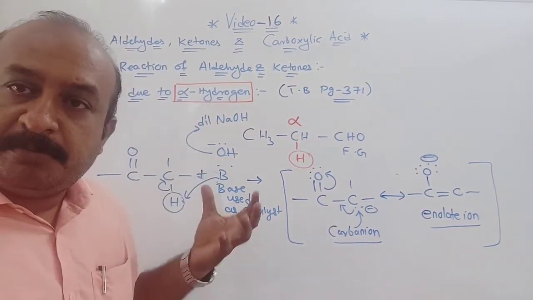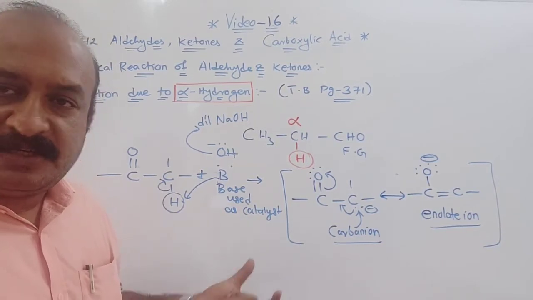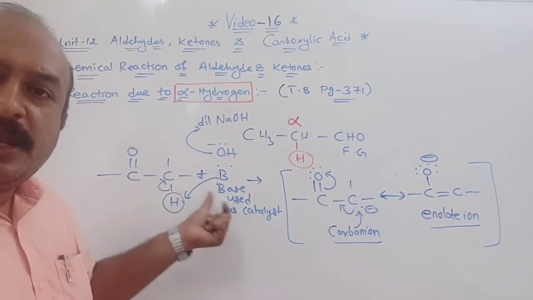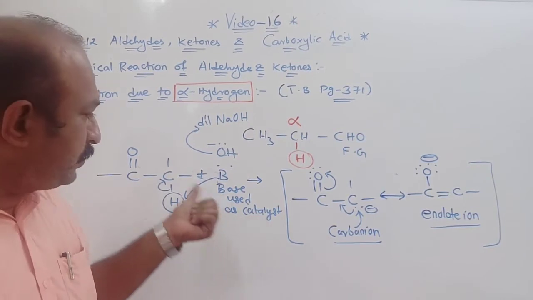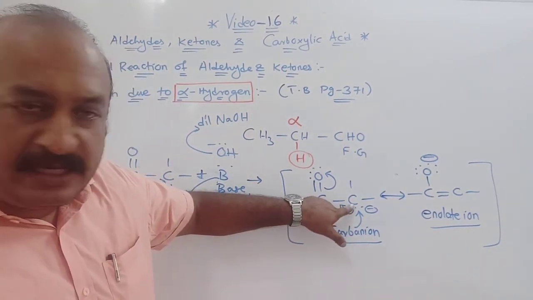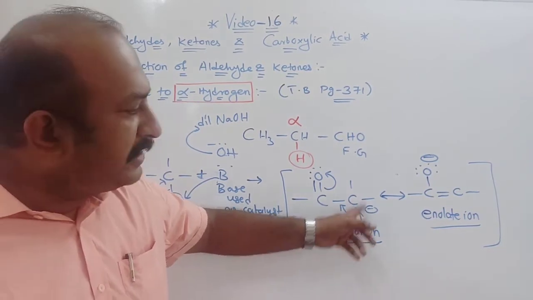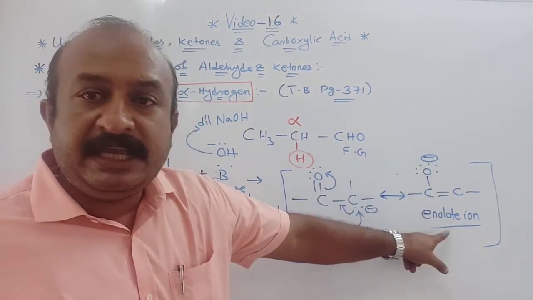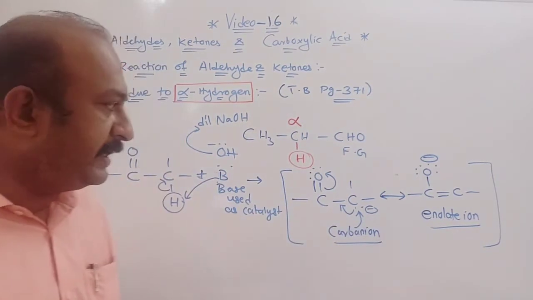For this reaction, a base is used as a catalyst. What is the work of the base? It will attack the hydrogen and remove it as a proton from this carbon. So this carbon will become negative. It will take the electron pair, that is a carbanion. The resonance structure of this will give you an enolate ion. Which ion? Enolate ion.